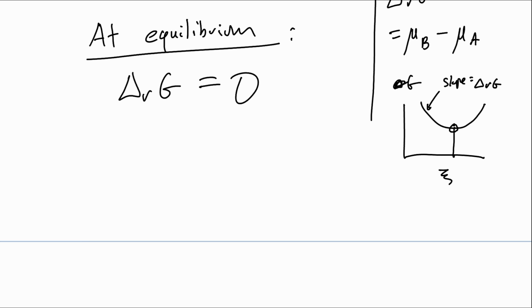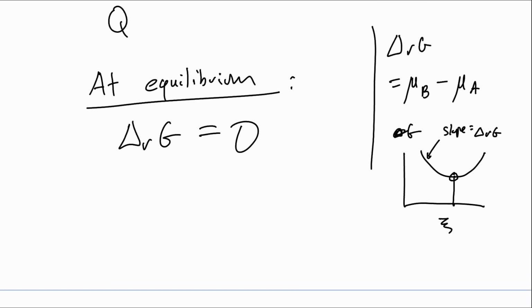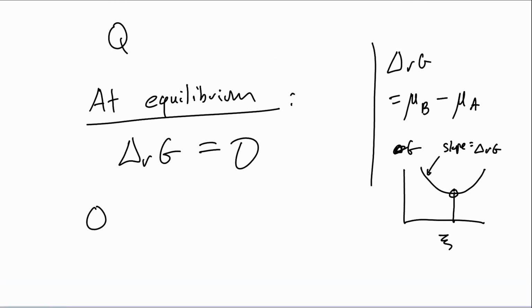So anyway, having the just right mixture of A and B to have that slope 0, there's nothing you can do to lower the Gibbs free energy. You're at equilibrium, and that means that delta RG equals 0, okay? So that's one thing that's true at equilibrium. And the other thing is that Q takes on a special value that's equal to K, so that Q becomes the equilibrium constant.